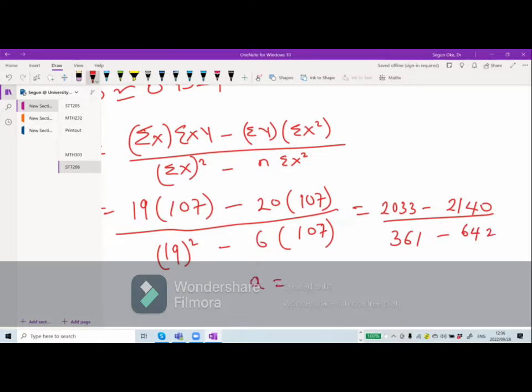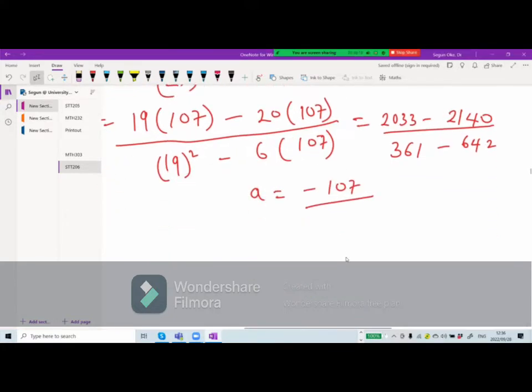Then a is equal to what? This minus this. Minus 107. So this minus this is what? Minus 281. So this one cancels this. So divide this one by this. What do you have?